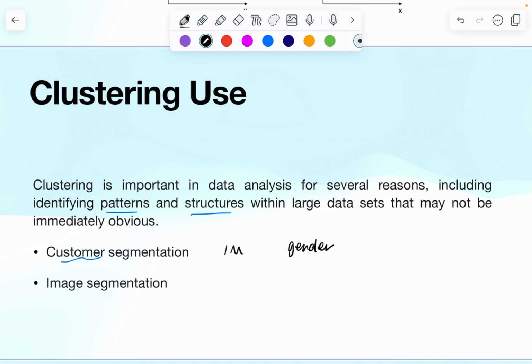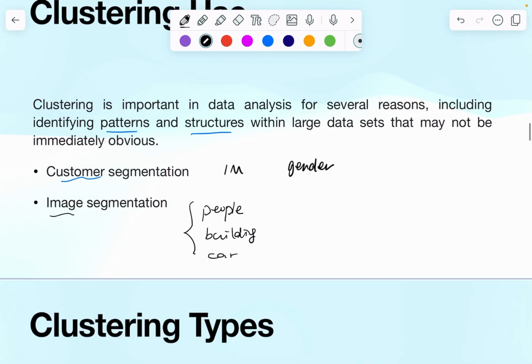So the second example is image segmentation. Now imagine we have a street view image, and in this image we can classify them into different objects, such as which is the people, what is the building, which one is the car. And this will help us to classify them.